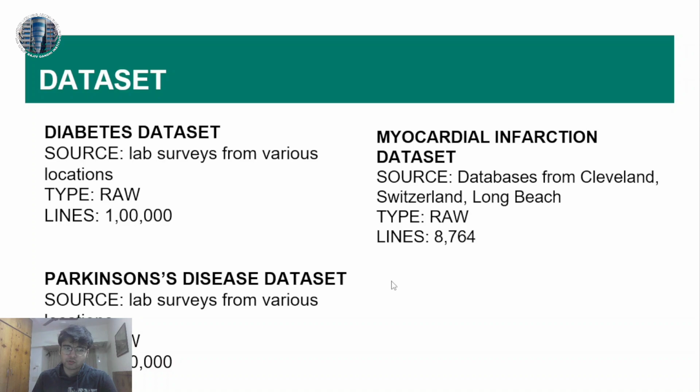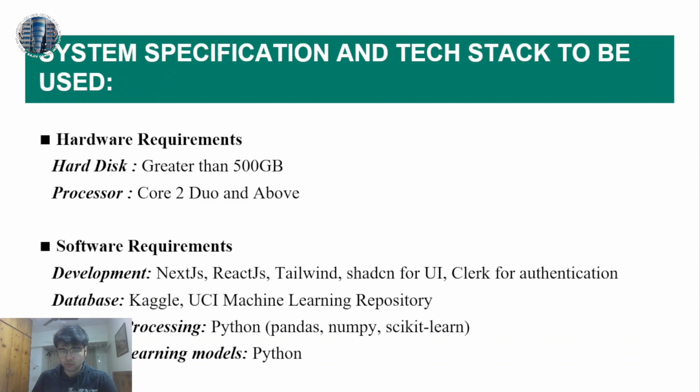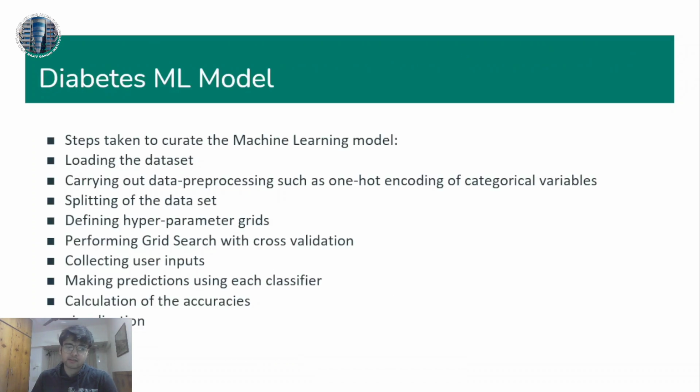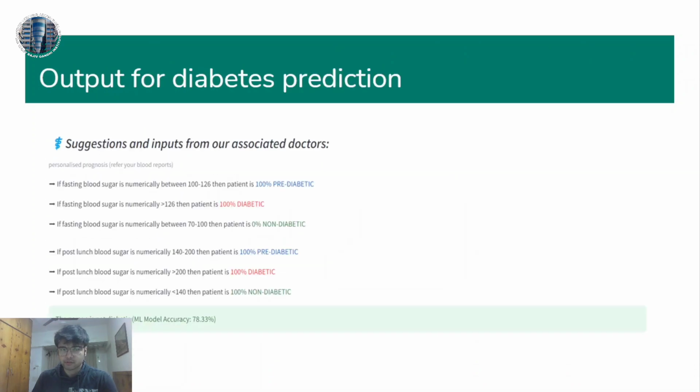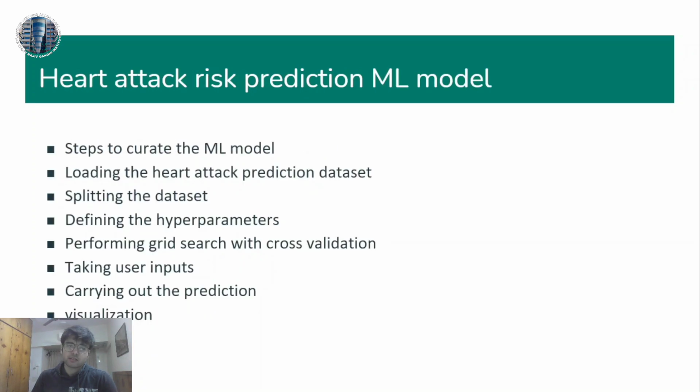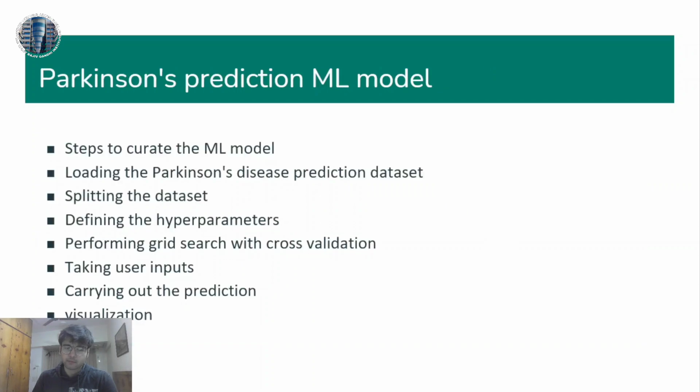These are the dataset sources that we've taken from. The diabetes dataset is taken from lab surveys from various locations. The heart disease dataset is being taken from databases from Cleveland, Switzerland, and Long Beach. And the Parkinson's disease dataset is being taken from lab surveys from various labs. These are the hardware and software requirements. These are the steps for the diabetes ML model, and this is the output that we get for diabetes prediction. And again, these are the inputs and suggestions from the associated doctors. Same goes for heart, and same goes for Parkinson's.